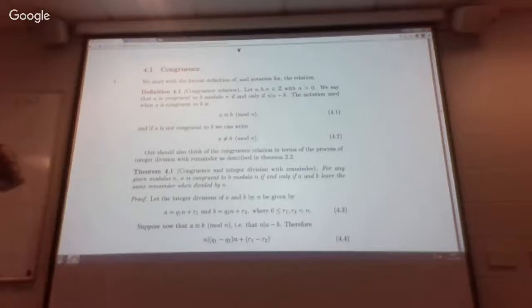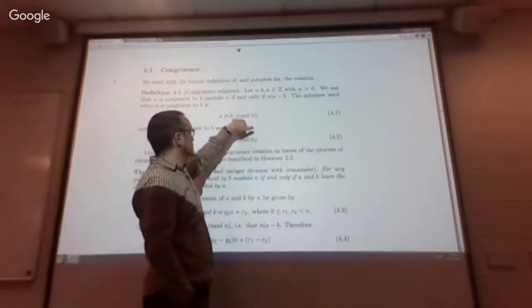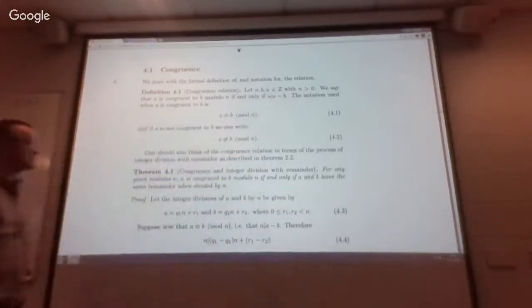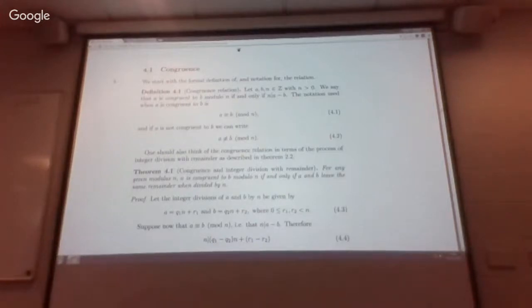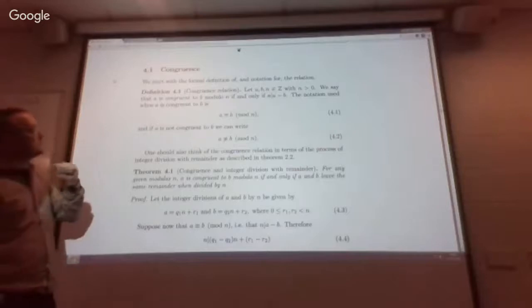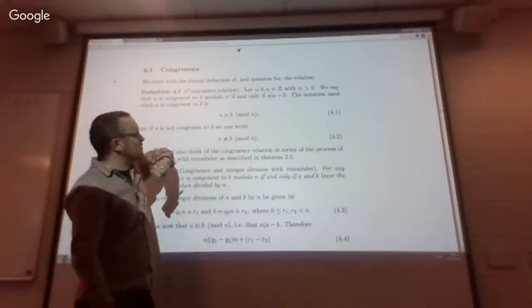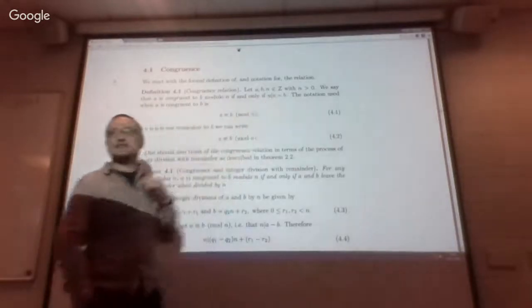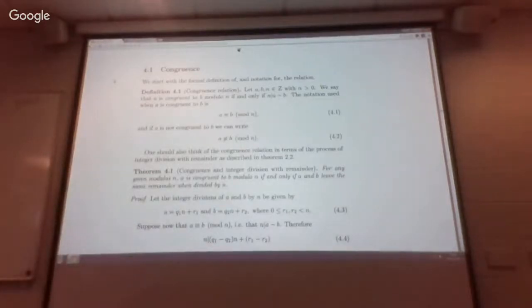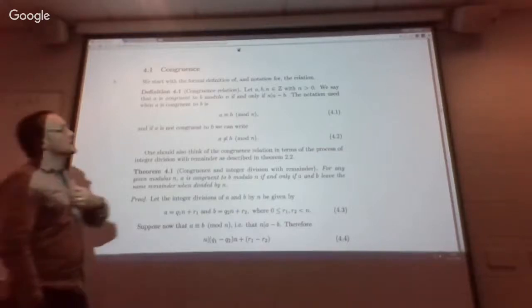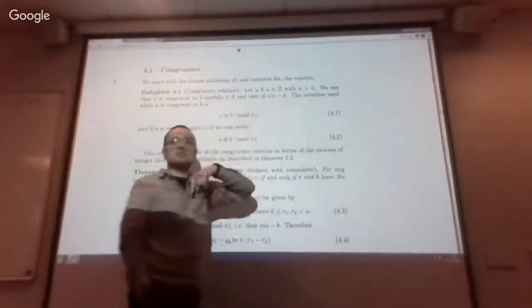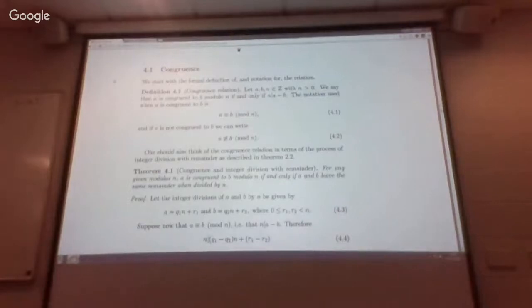You give it a pair of inputs a and b, and n is understood to have already been given. When you give it a pair of inputs a and b, it gives you a statement: a is congruent to b modulo n, and this is something which is true or false. Now, when is it true or false? How is the statement defined? Well, we say a is congruent to b modulo n if and only if n divides the difference a minus b. Another way of saying it: the distance between a and b along the number line is a multiple of n.